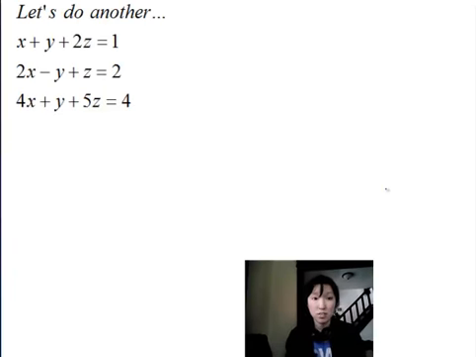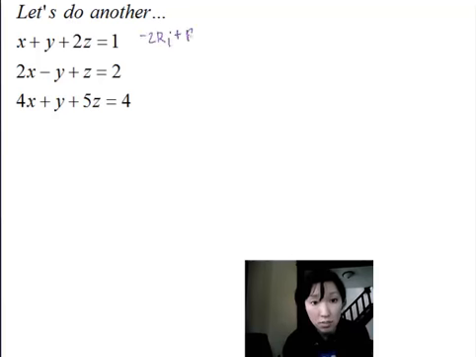Alright, and one final one here. This one's a little bit strange. This is also not in your homework, but you want to be watching out for this. So here, I already have my 1 up here, which is nice to work with, so I'm going to take negative 2 times row 1, and add it to my row 2 to get a new row 2.